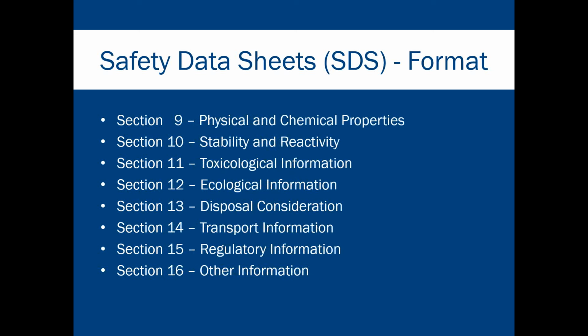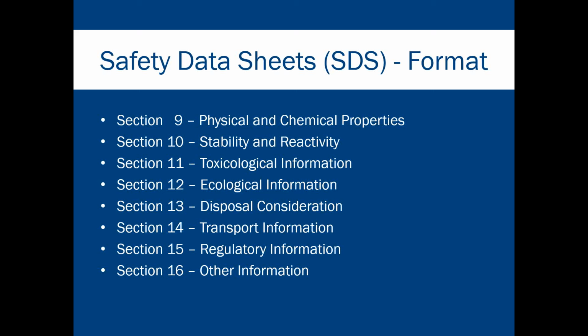Section 9, physical and chemical properties. This is going to be the basic properties of chemicals. So the pH, the flammability, the density, and a bunch of other items are going to be in this section. Section 10 is stability and reactivity. And this is basically what the chemical will react with. So what other chemicals could react with this one. Section 11, toxicological information. This basically describes the health effects and the routes of exposure.